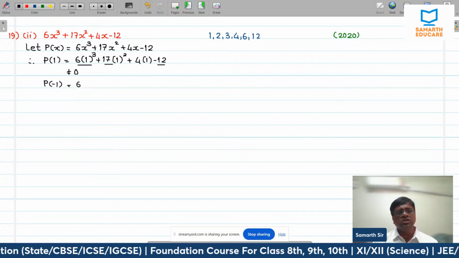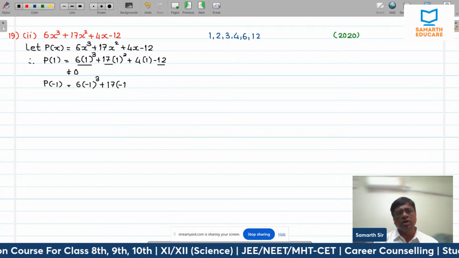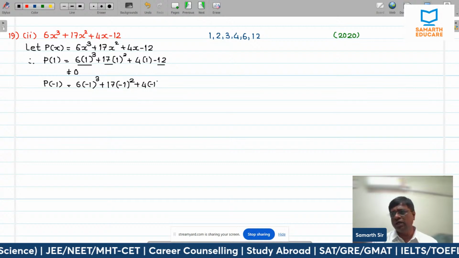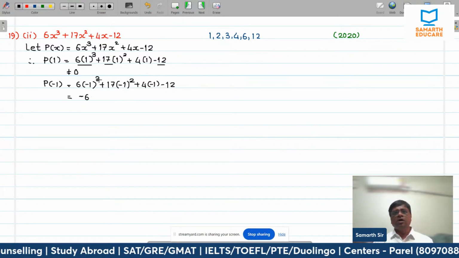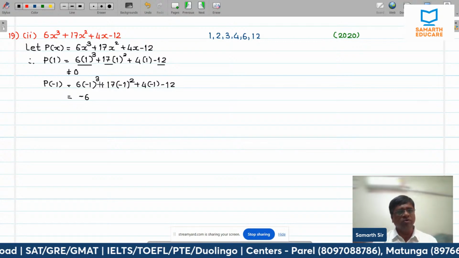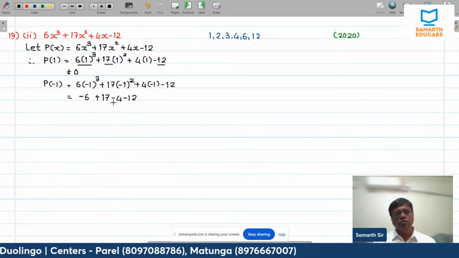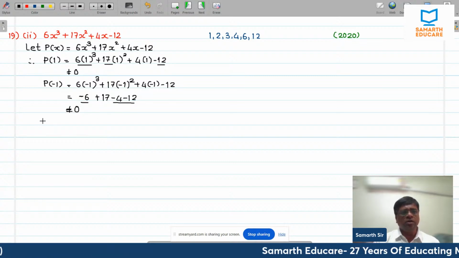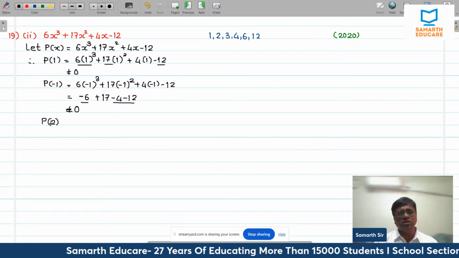तो क्या हो जाएगा, 6 ऑफ -1 का क्यूब प्लस 17 -1 का स्क्वायर प्लस 4 into -1 minus 12. Let me try this. This is -6 because negative term power is odd, so it will be minus, plus 17 minus 4 minus 12. So -4 minus 12 is it is not working again. This is also not equal to 0, right? Now let me try -2 because 2 से काम नहीं होगा ऐसे मुझे दिख रहा है.